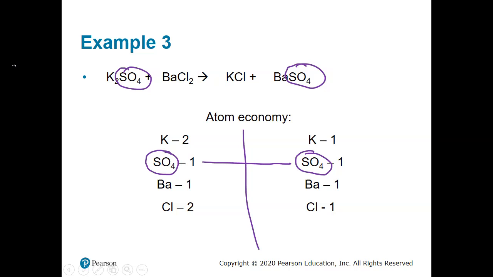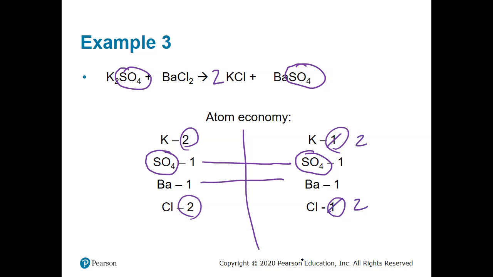But if I look, sulfates are balanced, bariums are balanced. The only thing that isn't balanced is the potassium and the chlorine. Both are unbalanced by the same amount, and both happen to be in the same spot. So with a simple modification, I put a 2 in front of potassium chloride. That balances the equation with just that one move.